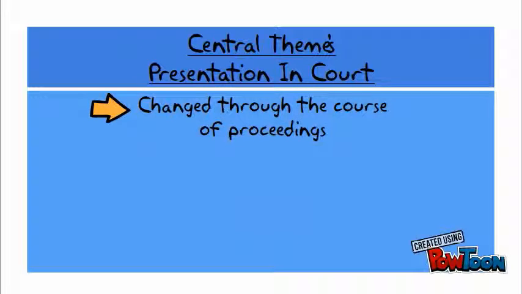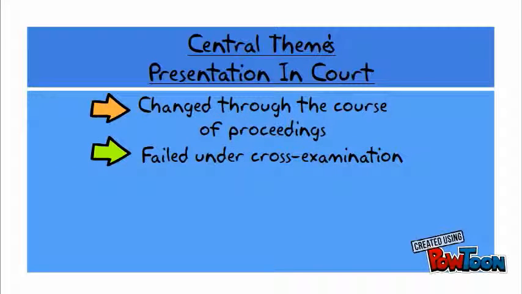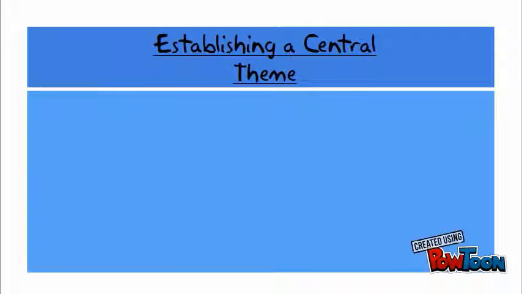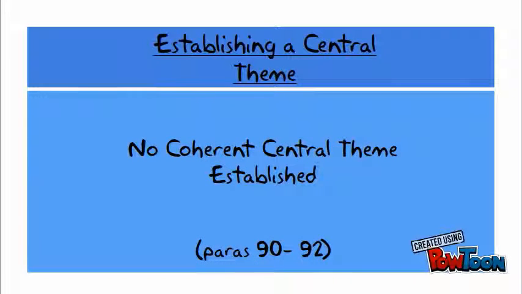The fact that the alleged central theme changed through the course of the proceedings and failed to be substantiated under cross-examination influenced the justice's decision as to whether the theme actually existed in the Holy Blood and the Holy Grail. The justices agreed that there can be only one central theme, and the claimant failed to produce it in a coherent way. So what does constitute infringement?